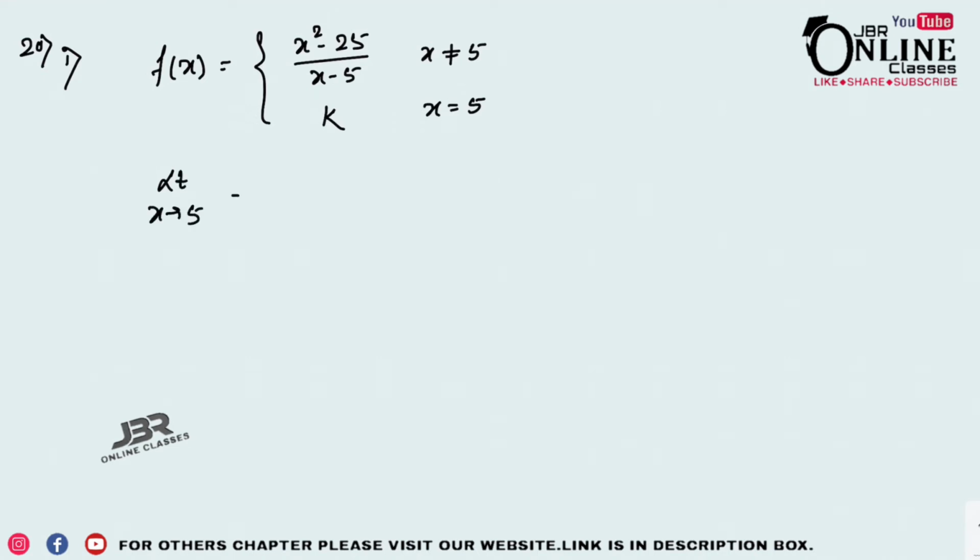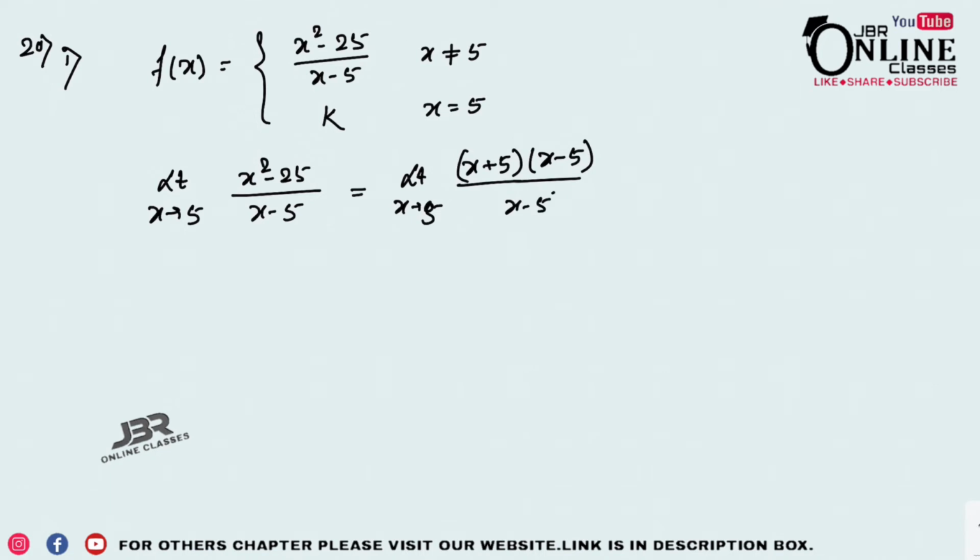So if x tends to 5, then x square minus 25 divided by x minus 5. Now x square minus 25 means x square minus 5 square. So here you can apply the formula a square minus b square. So this will be (x plus 5)(x minus 5) divided by (x minus 5). So limit x tends to 5 means 5 plus 5, and that is equal to 10. Okay, so now if f is continuous at x equal to 5, then k equal to 10, that is your answer.